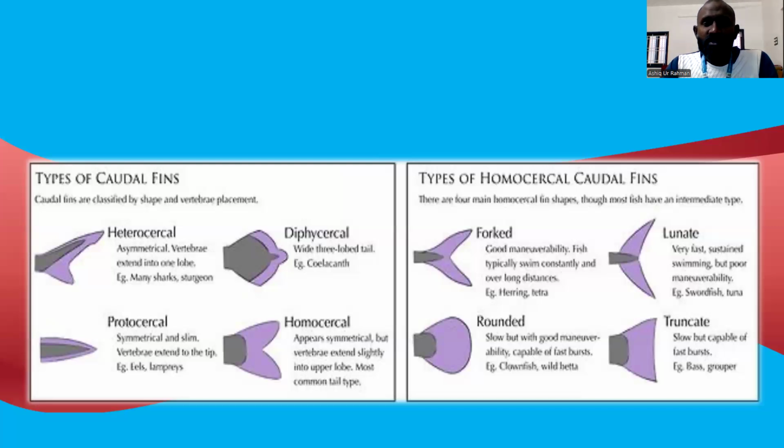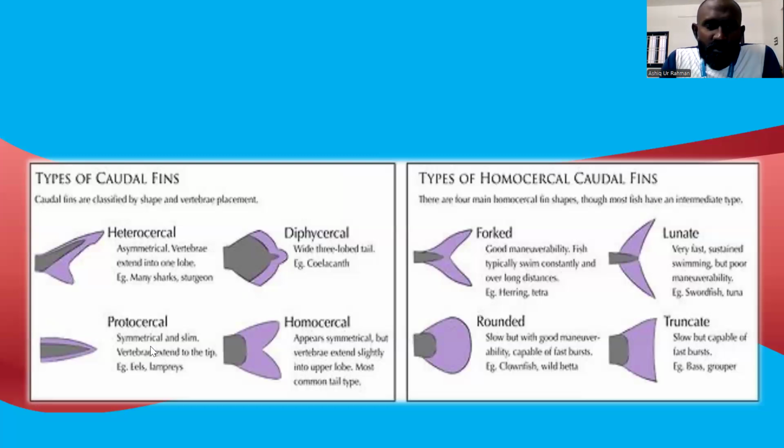Heterocercal tail. Then the second type is diphycercal. Both the upper lobe and lower lobe will be connected by a small intermediate lobe. We can see three lobes, the upper lobe and lower lobe connected by a small lobe, and hence this type of tail is called diphycercal tail. This will be seen in coelacanth fishes, the primitive fishes. And the third type is protocercal.